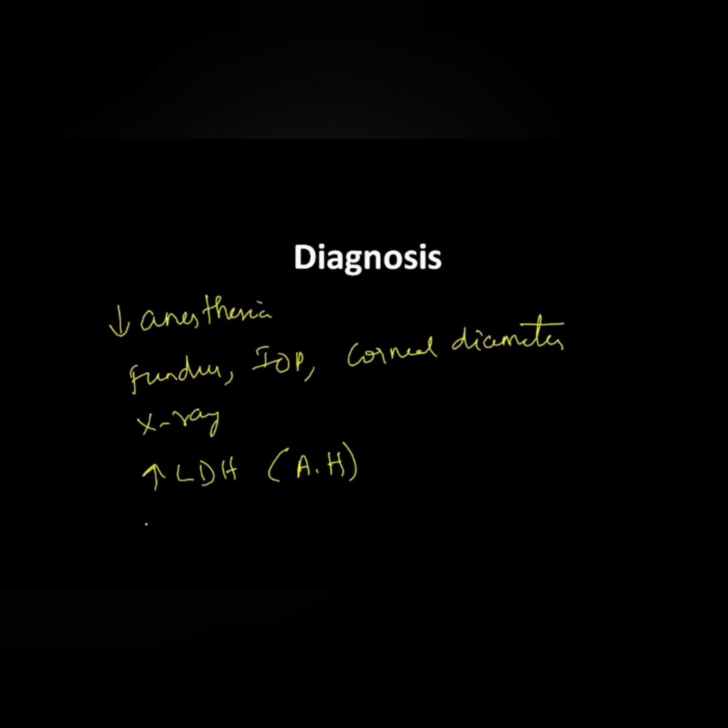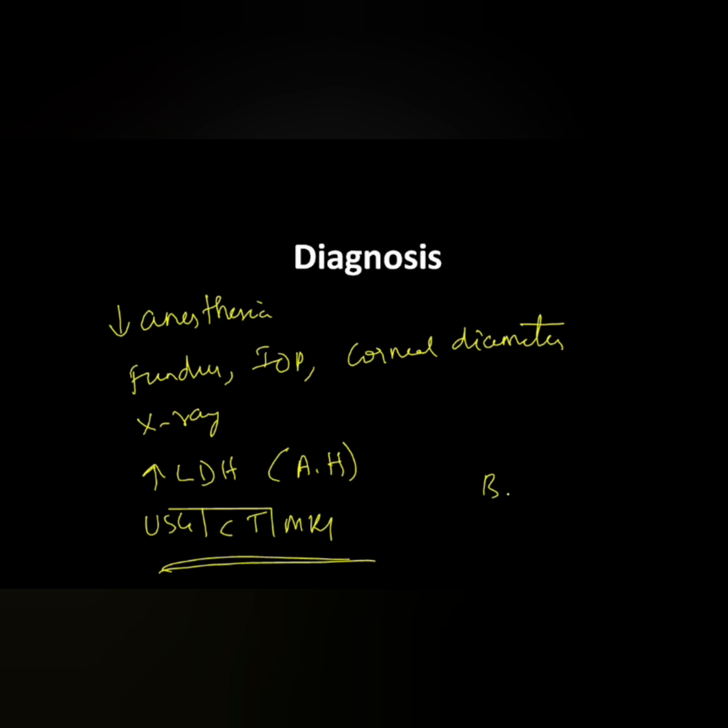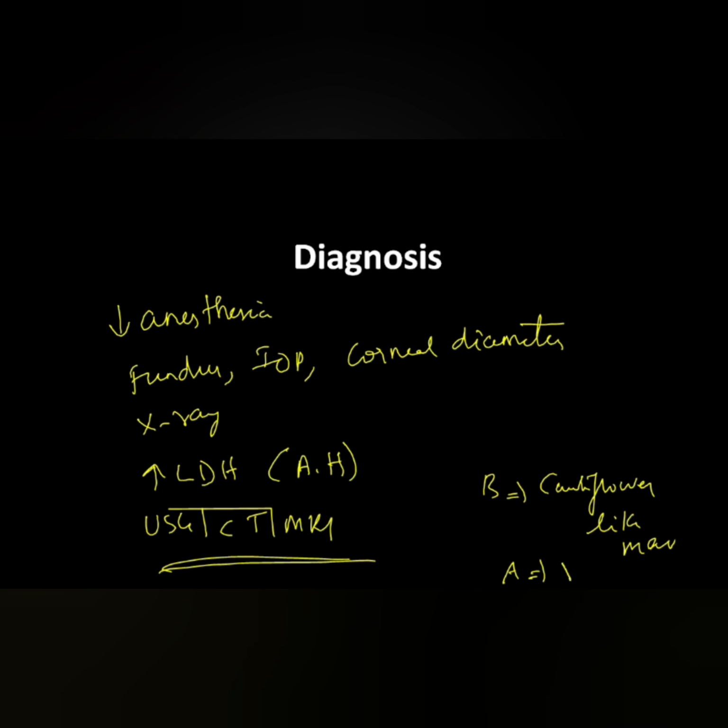Imaging modalities like ultrasonography, CT and MRI are very important to diagnose retinoblastoma. So these are very important. Of this, in ultrasound, you have the A scan and the B scan. When we talk about B scan, you can see a cauliflower-like mass. With A scan, you can typically see a VY pattern.